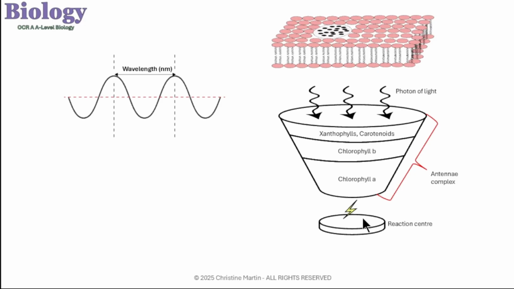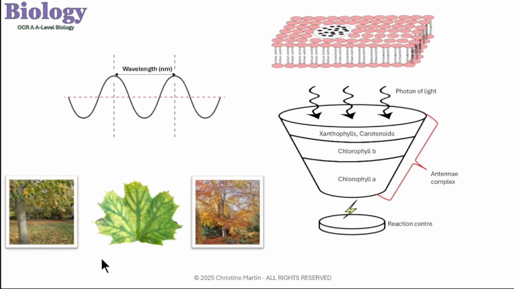So photosynthetic pigments absorb these different wavelengths of light and are embedded in the thylakoid membrane within protein complexes to form what's known as a light harvesting system, the antennae complex. The primary pigment, chlorophyll A, absorbs mainly red and blue wavelengths of light and reflects green light, which is why most leaves appear green. Accessory pigments, including carotenoids, xanthophyll, and chlorophyll B, absorb additional wavelengths of light and pass the energy to chlorophyll A. This broadens the range of light that can be absorbed, maximizing the efficiency of photosynthesis.